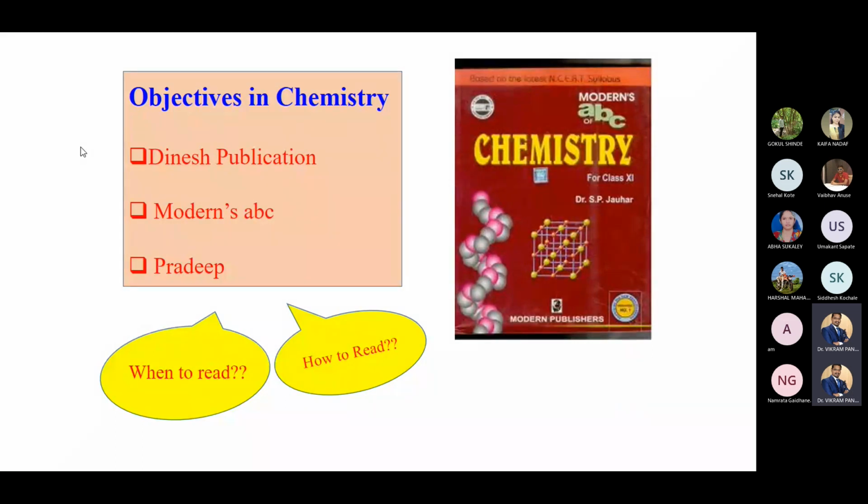What you have to do is learn objective type questions from these 3 main books, which are different publications. This is the Modern ABC book. This book is for 11th standard, and the same for 12th standard, and it is based on the NCERT type of syllabus. The second is the Dinesh publication or Pradeep publication, which are CBSE level books, where the NCERT type of syllabus is covered.